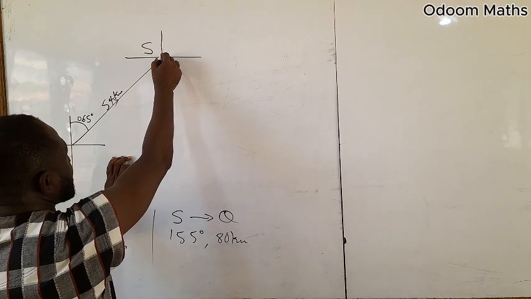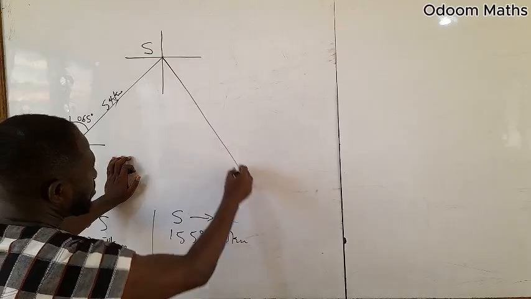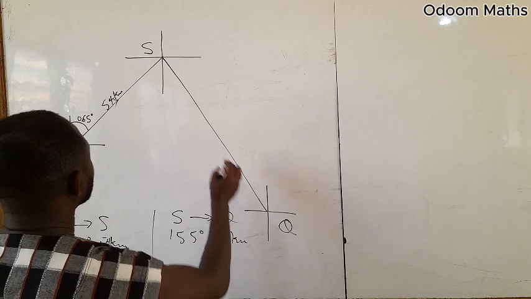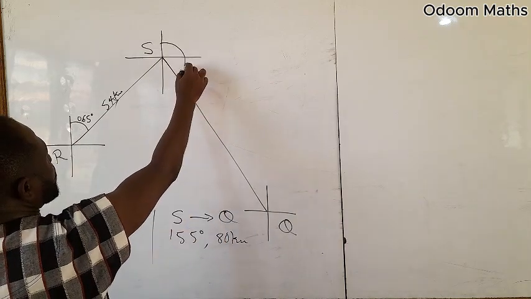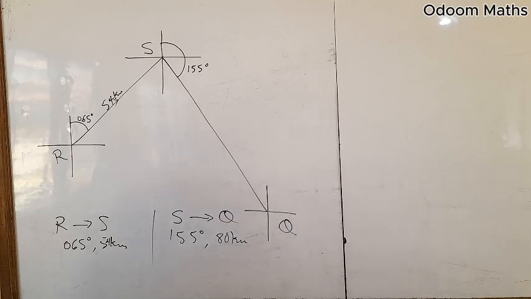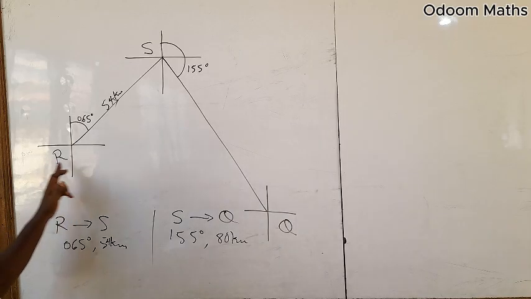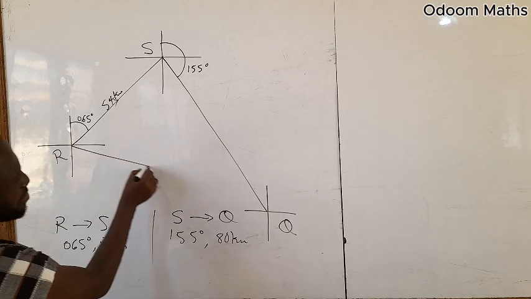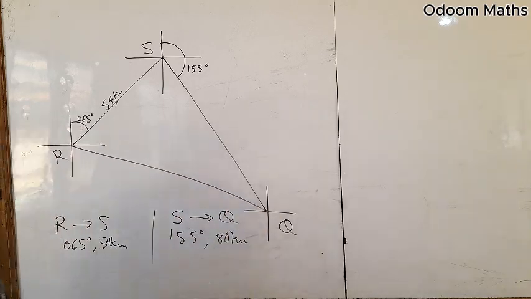So 155, 80 kilometers. So let that one come here. So this is Q. Then from here to here is 155 degrees. So we are finding the distance between R and Q. So R and Q, let me join them. Okay. So let's look at this.